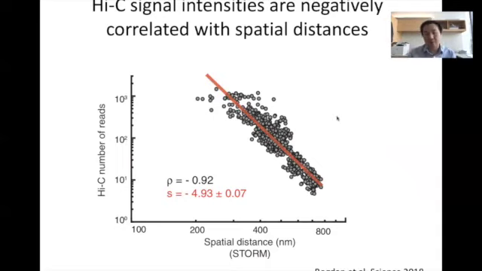It means the bigger the number in the Hi-C data matrix, the smaller the spatial distance inside the cell nucleus. They really give us confidence that indeed you can use Hi-C data to make further inference about the 3D genome structure inside the cell nucleus.